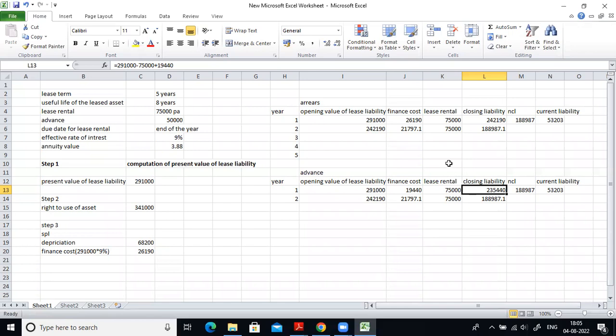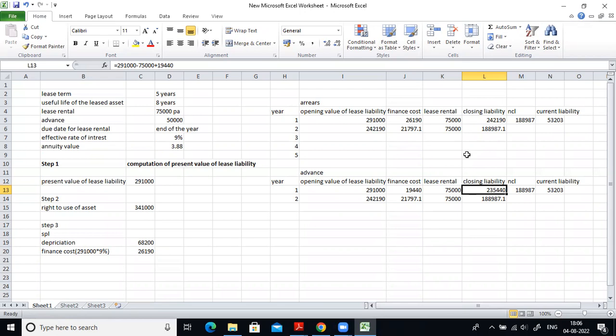Now this treatment is considered when you are paying the lease rental in advance. If nothing is given, we need to assume that the lease rentals are paid in arrears, because generally the lease rental for the first year will be paid at the end of the year only. So we need to assume that it is paid in arrears.